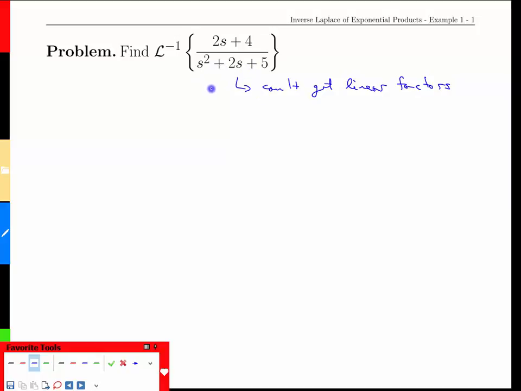We could try to use the quadratic formula and find the roots, or we could try to guess and check factors. But at the end of the day, there's no real root that'll satisfy this denominator here. We can't factor it into linear real factors.